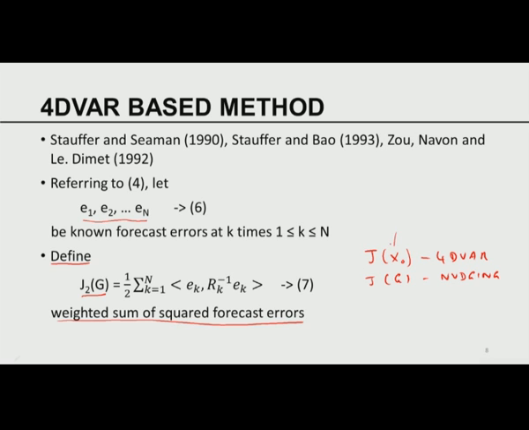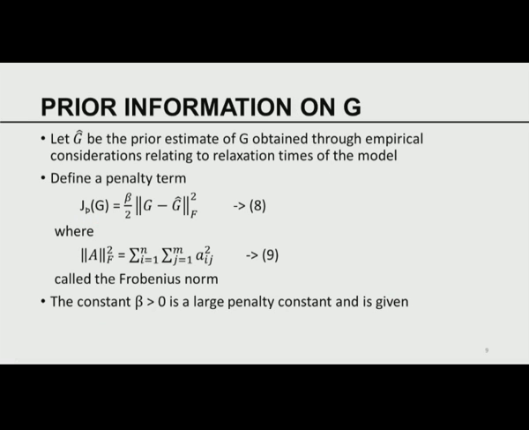So the independent variable with respect to which the minimization was done in 4D-Var is the initial condition. The independent variable with respect to which the minimization is going to be done in the optimal design of nudging matrices is G, the elements of the matrix G themselves. That is essentially the difference, but the rest of it is very similar. So the mathematics is not too different from what 4D-Var involves.